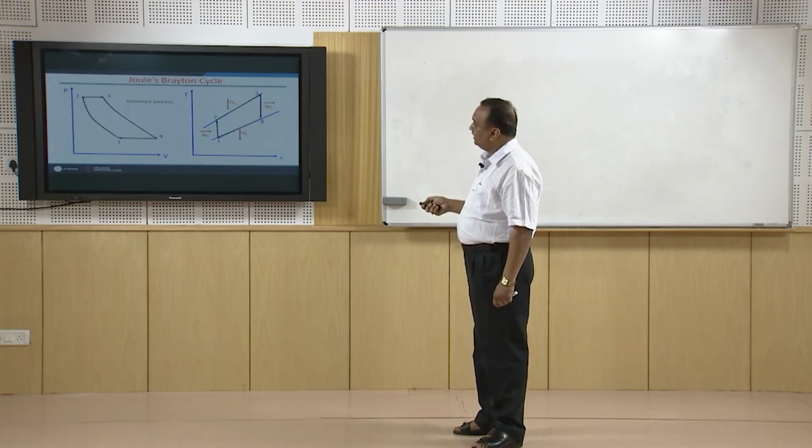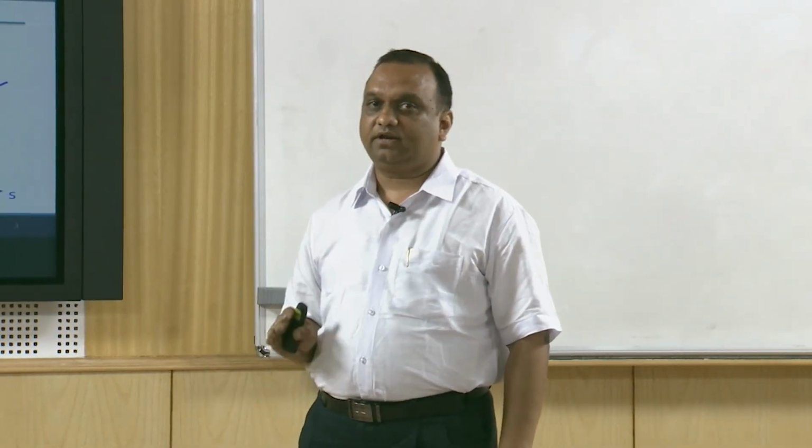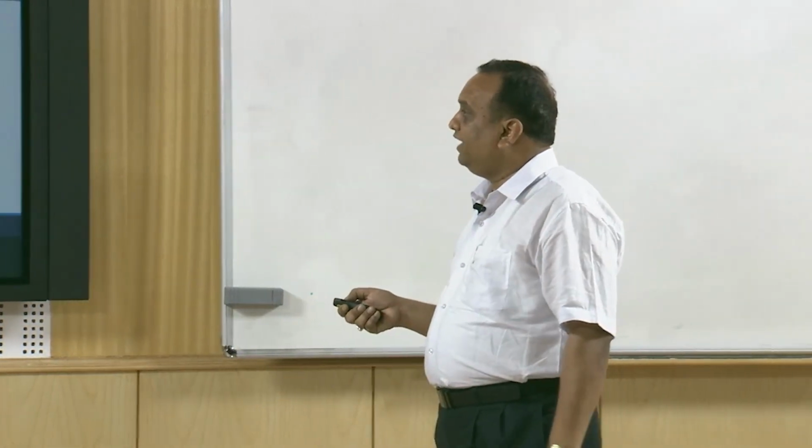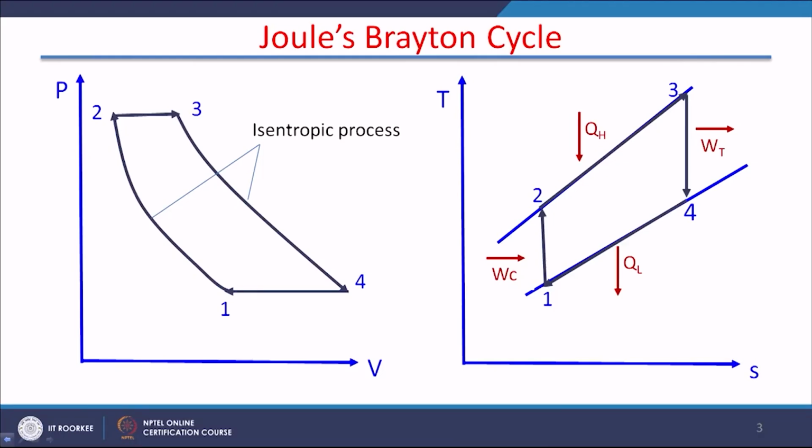So from state 1 to state 2, compression of air takes place. From state 2 to state 3, constant pressure heat addition to air takes place, and when state 3 is attained, the expansion of air takes place and we attain state 4. During this process, the net output of the cycle is the area on the PV diagram under 1, 2, 3, 4.